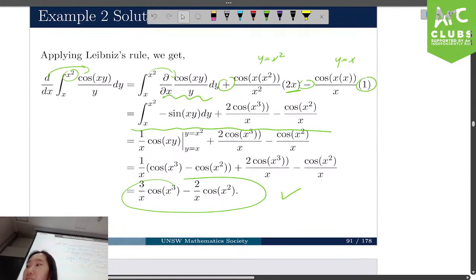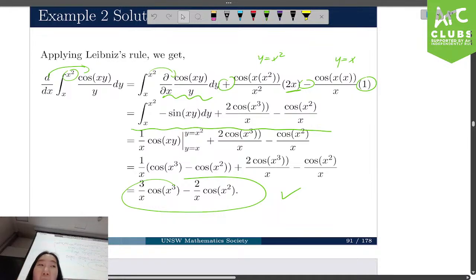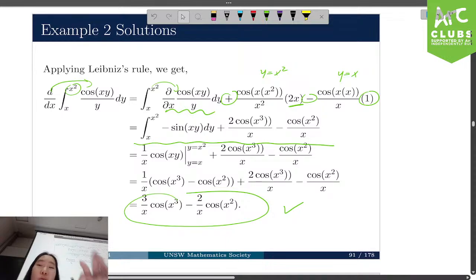If you have any questions, you can ask right now. Otherwise, I will use the example to wrap up here.